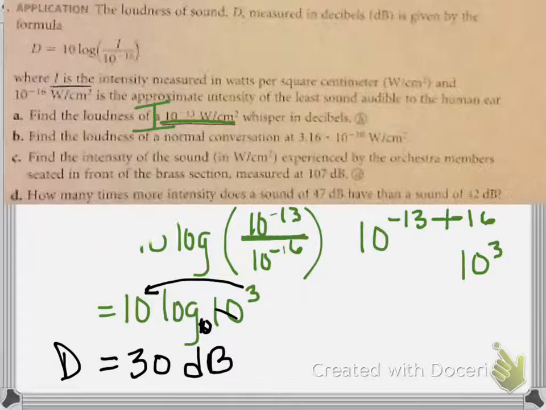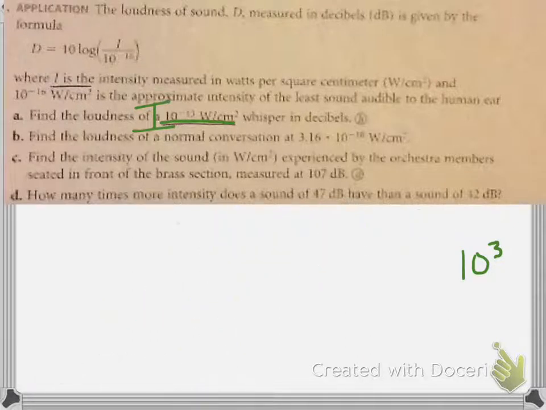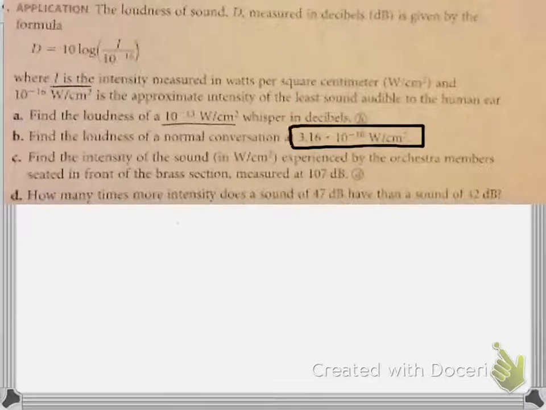Okay, I'm going to erase this. And again, you guys know the deal. You can go back at any time, pause, whatever you need to do. For B, find the loudness of a normal conversation at 3.16 times 10 to the negative 10 watts per centimeter squared. So again, we're given this.